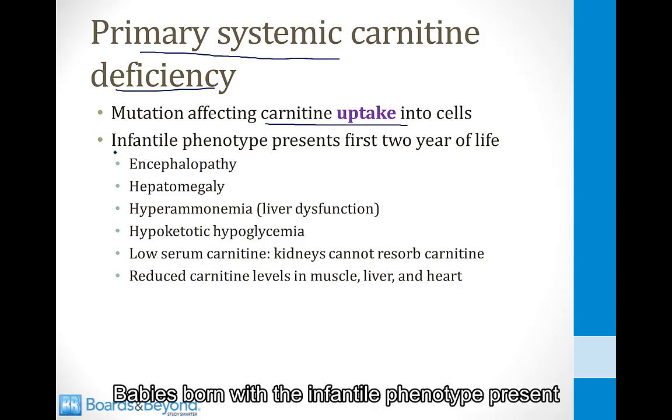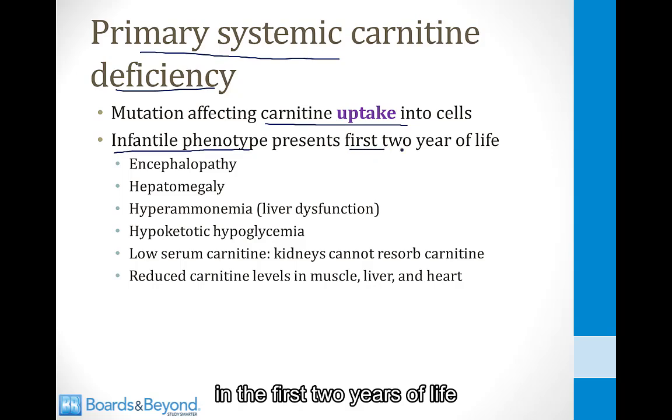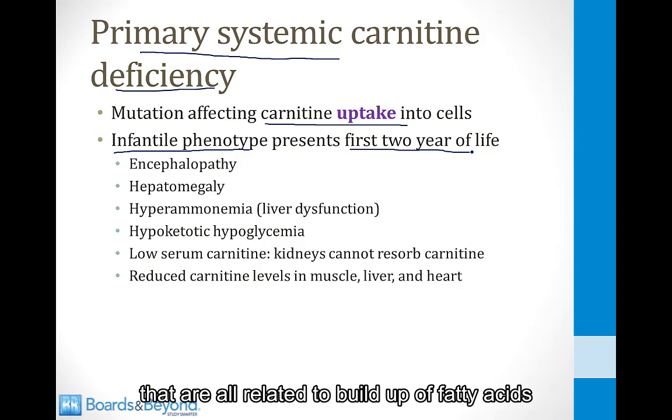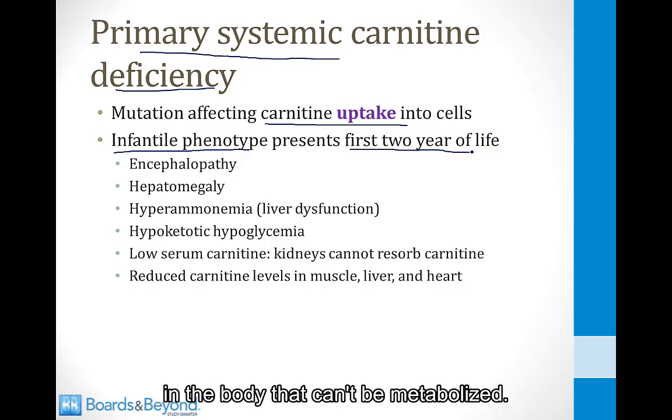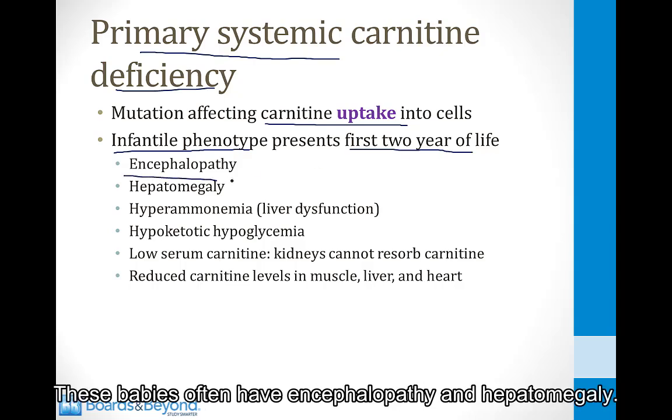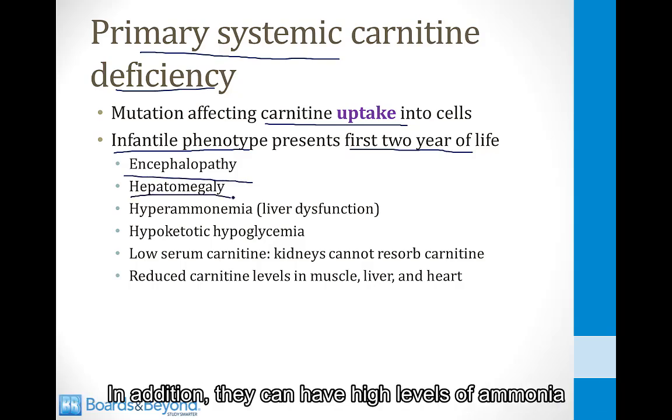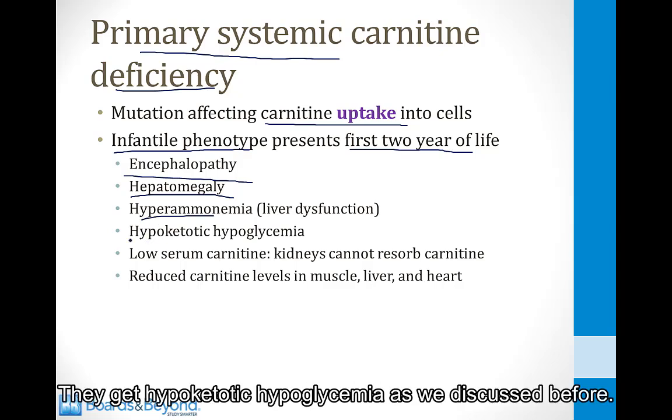Babies born with the infantile phenotype present in the first 2 years of life with a constellation of symptoms that are all related to buildup of fatty acids in the body that can't be metabolized. These babies often have encephalopathy and hepatomegaly. In addition, they can have high levels of ammonia from liver failure. They get hypoketotic hypoglycemia, as we discussed before.